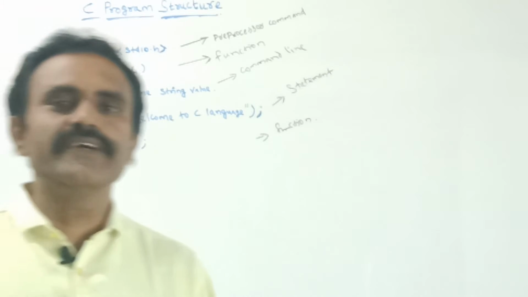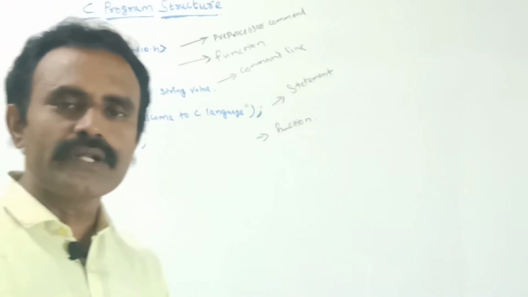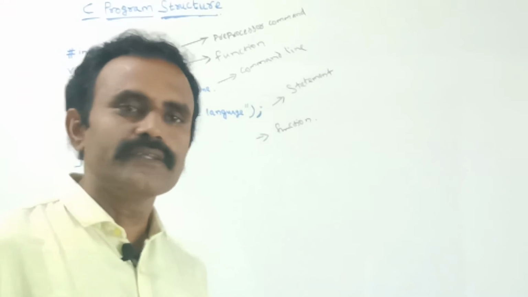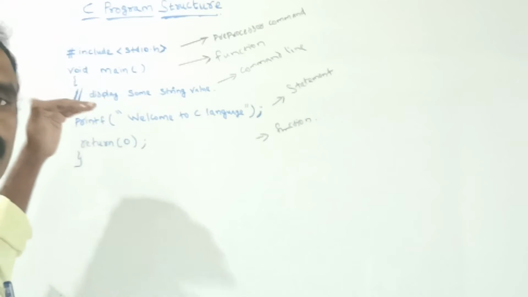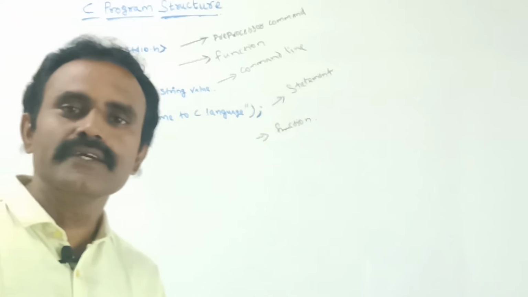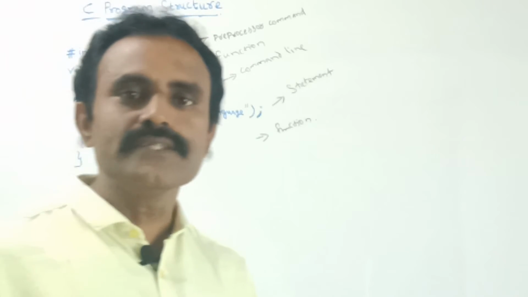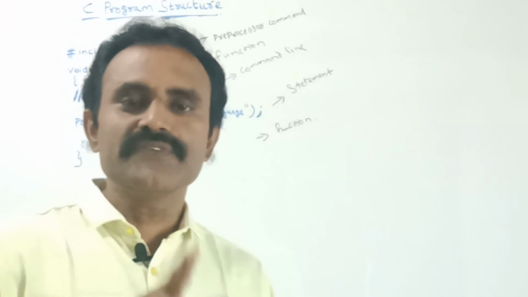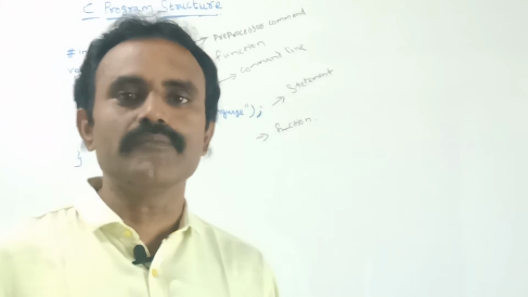See, when we are executing a program, at the very first the controller will go to the main part only. It will be executed from the main function only. The main function is the very first starting point of the C programming language.